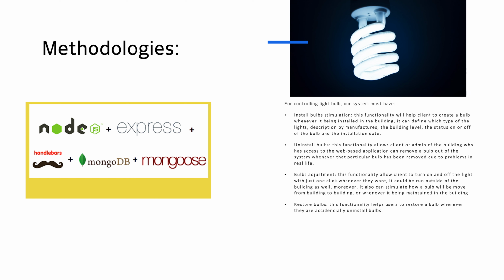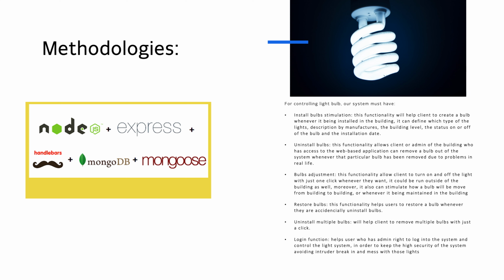And the restore bulb. So this functionality will help user to restore a bulb whenever they accidentally uninstall it, and the bulb is going to be put back in place. Nothing will change. I will show it to you later. So the functionality of uninstall multiple bulbs will help client to remove multiple bulbs with just a click.